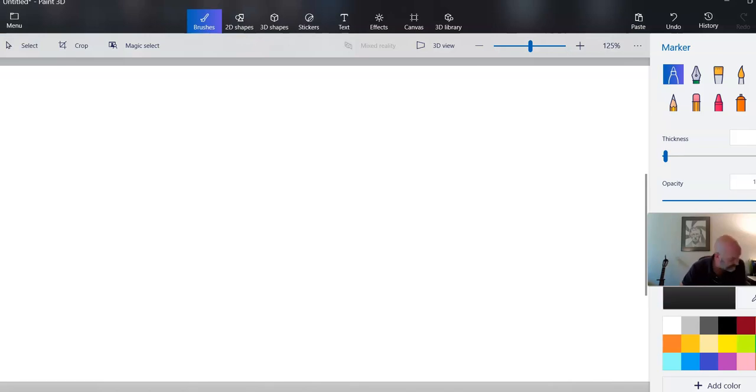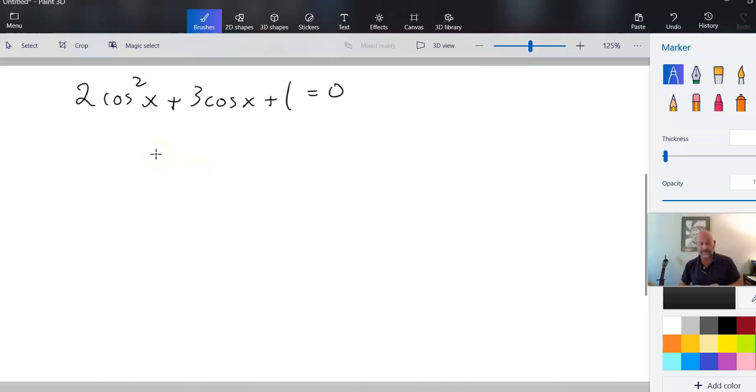Okay, so next example, and I actually want you guys to work on this one. I want you to try this out, see if you can get through it. 2 cosine squared x plus 3 cosine x plus 1 equals 0. So see what you can do with that. Go ahead and pause the video here and see if you can walk through it.